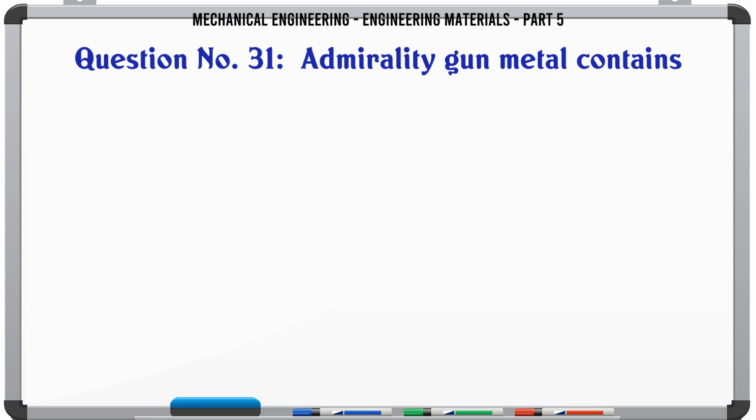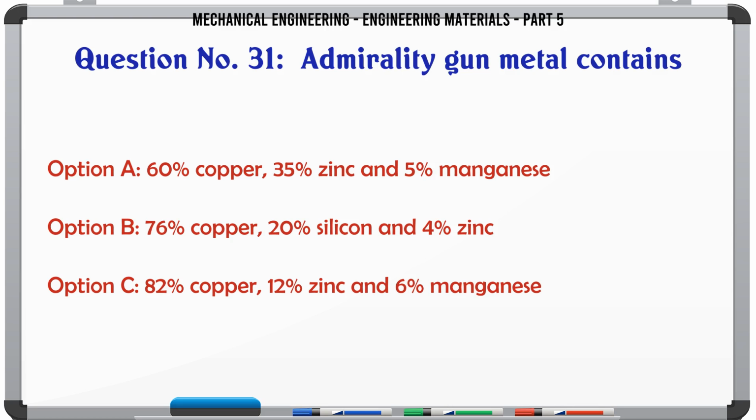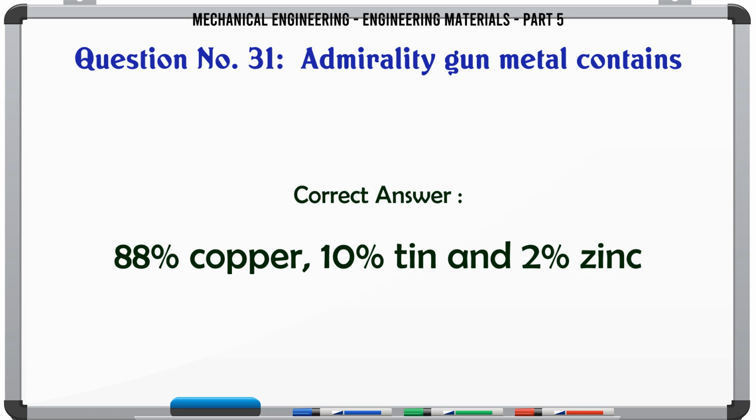Admiralty gunmetal contains: A. 60 copper, 35 zinc and 5 manganese. B. 76 copper, 20 silicon and 4 zinc. C. 82 copper, 12 zinc and 6 manganese. D. 88 copper, 10 tin and 2 zinc. The correct answer is 88 copper, 10 tin and 2 zinc.